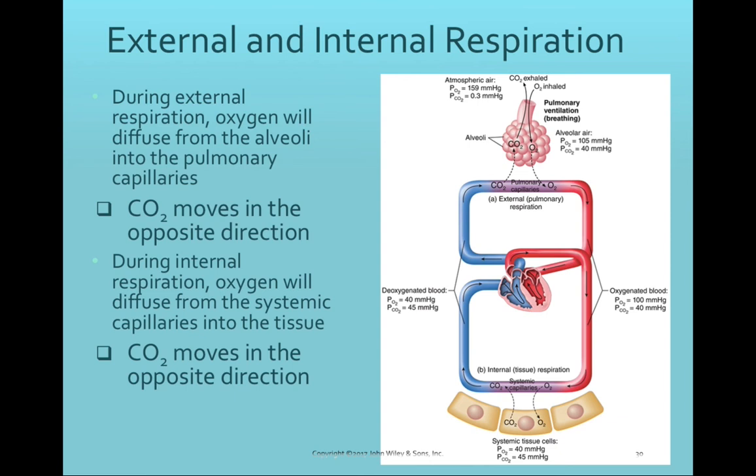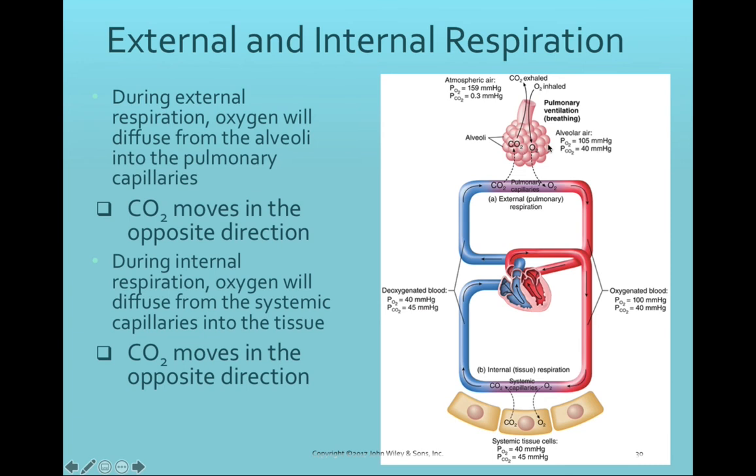So this is not the first time that we've discussed internal and external respiration, but these concepts are very, very important, so we're going to go over these once more. We know that external respiration, also known as pulmonary respiration, happens between the alveoli of the lungs and the pulmonary capillaries. Oxygen is going to move down its concentration gradient from the alveoli into the pulmonary capillaries, but carbon dioxide is going to move the exact opposite direction.